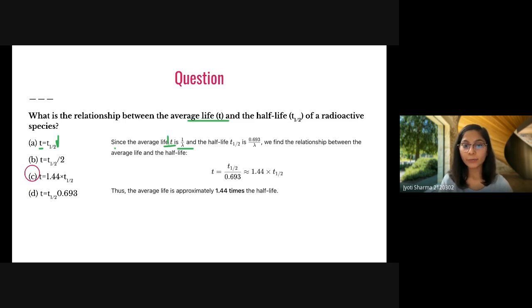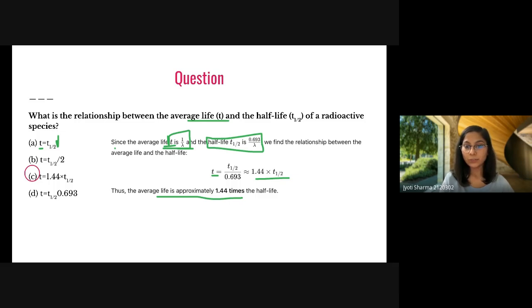So this is one equation. T is equal to 1 by alpha, or another symbol you can say. And then half life is nothing but 0.693 upon alpha. And if we put them together into one equation, then T, that is the average life, is equal to half life upon 0.693, and this will be equal to 1.44 multiplied by half life. So it means average life is approximately 1.44 times the half life. So this is how we can solve this question.